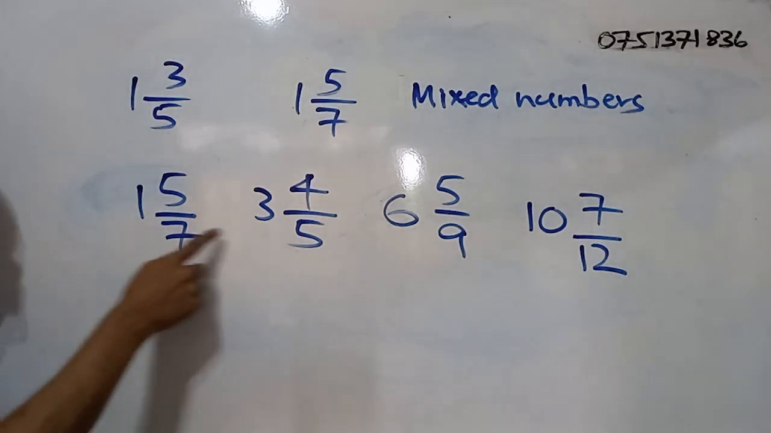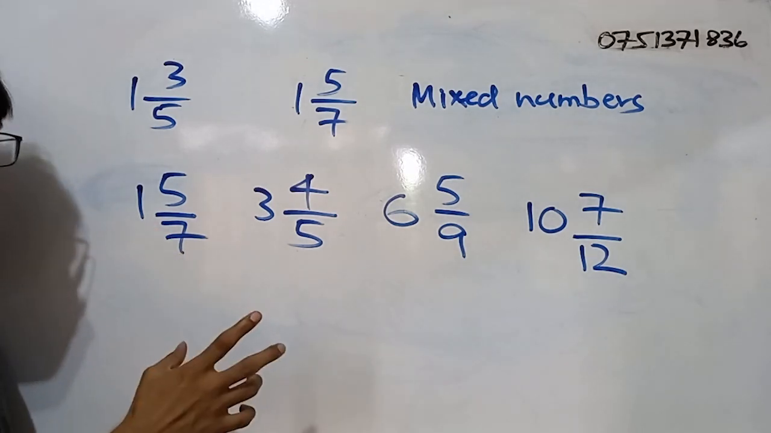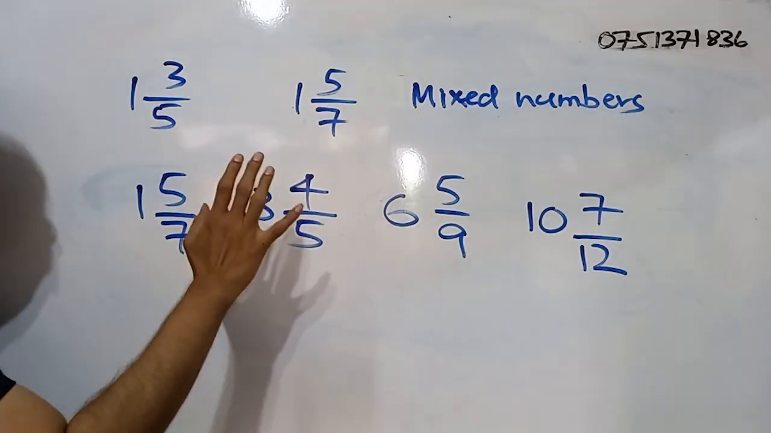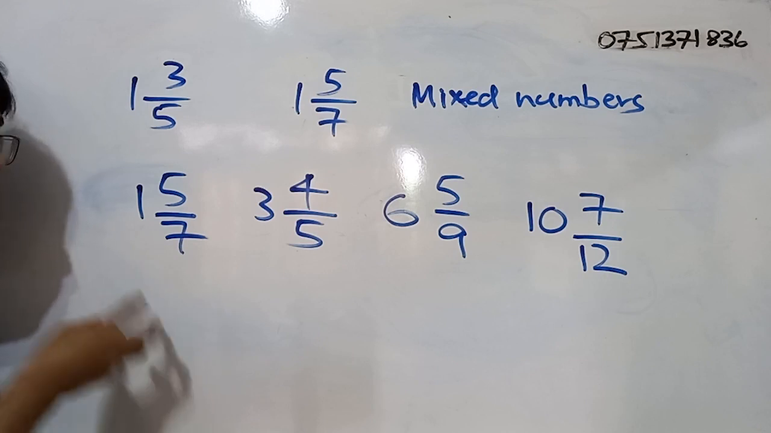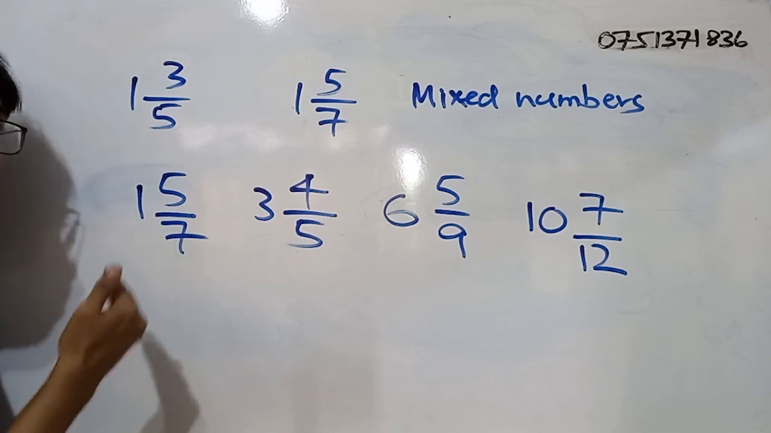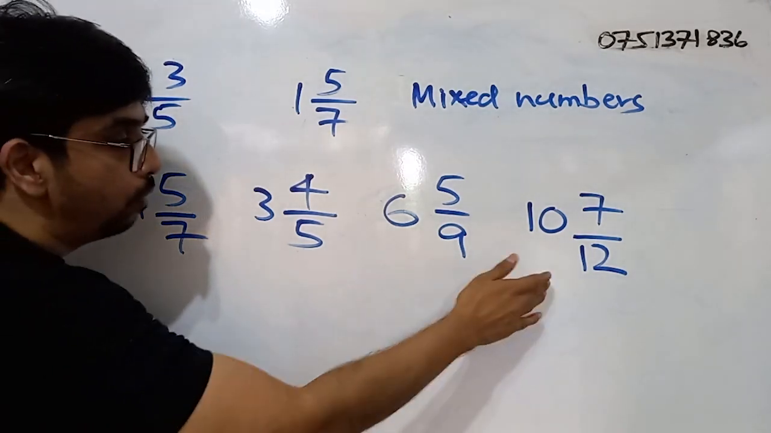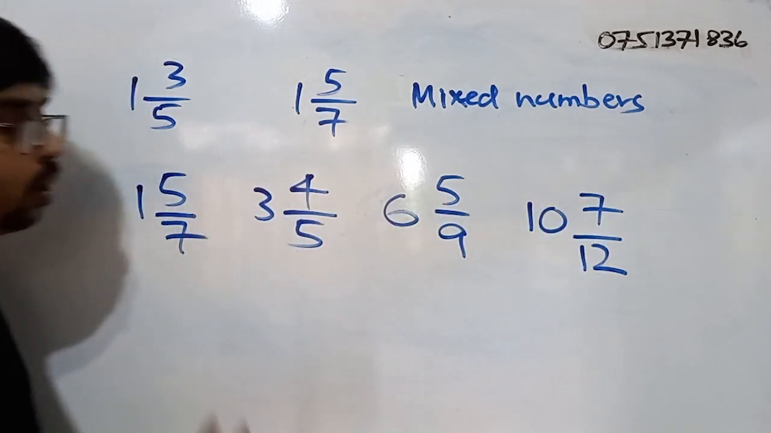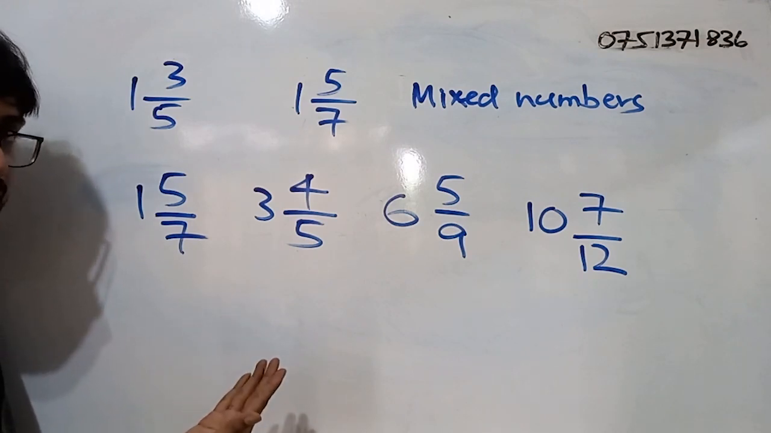So the whole number part can take any value. Another thing you have to remember about mixed numbers: a mixed number is made up of two parts, the whole number part and the fraction part. The fraction part will always be a proper fraction. Now, when you observe all 4 of these mixed numbers and consider the fraction part, all of them are proper fractions.